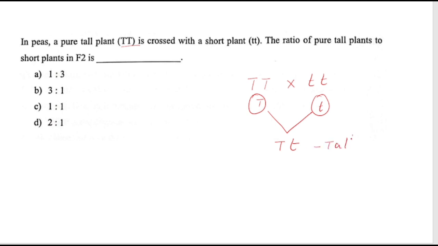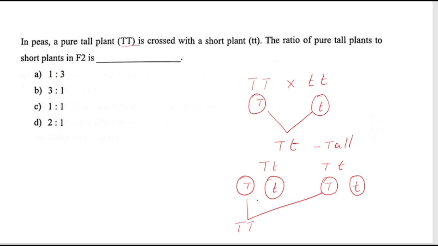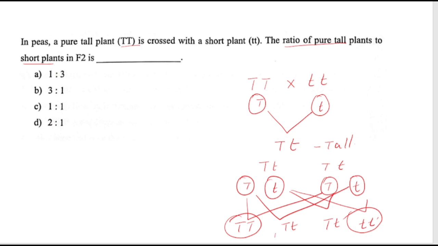When you do the second generation, each one produces 2 types of gametes. But here they are asking the ratio of pure tall. Pure tall is only this. Pure means homozygous, to short plant. Pure short plant is this. So, though the ratio is 1:2:1, these two ratios are 1:1. So, option C is the correct answer.